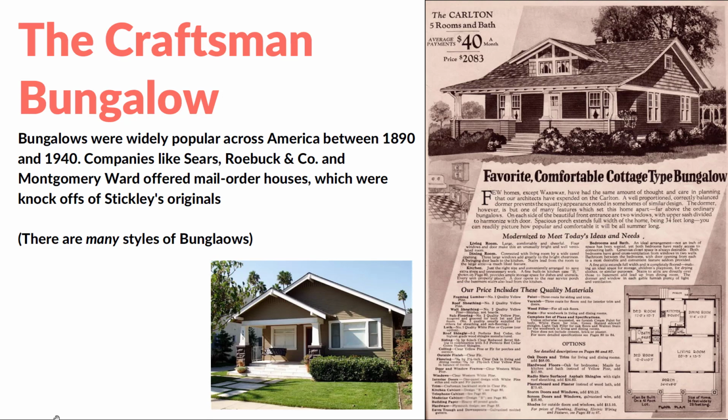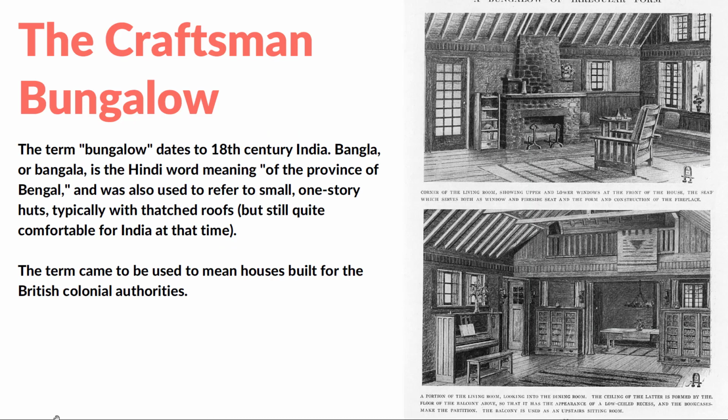Bungalows were hugely popular in America between 1890 and about 1940. And there were even companies like Sears Roebuck, Montgomery Ward, and others that did mail order houses. So again, kind of like those restaurants in the last video where they're mail ordered, but in this case, they're not prefabricated; you can buy the house plans out of a catalog and get them built. And there are many kinds of bungalows, many. They will vary, but this is kind of the most standard type of bungalow.